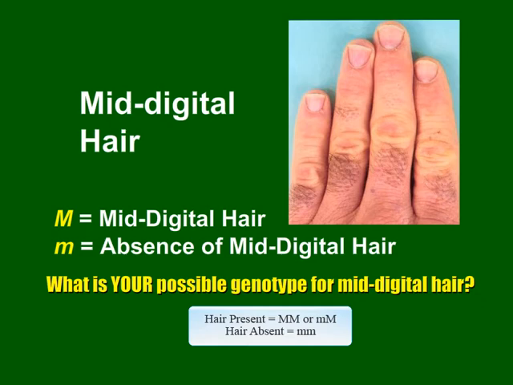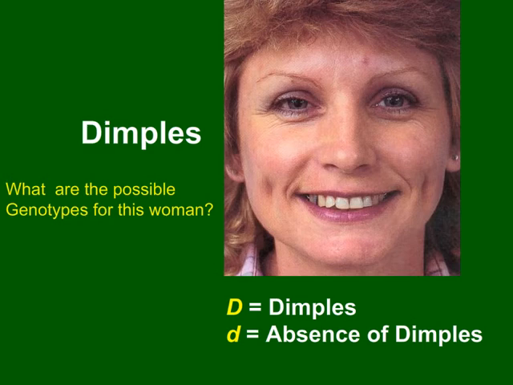Now let's take a look at a phenotype that people like to have. People love to have dimples, and dimples are those divots in your cheeks that form when you smile.